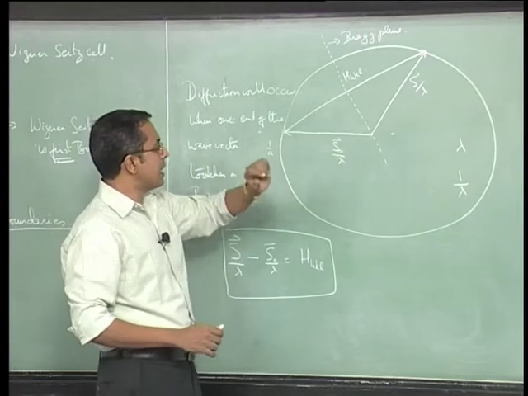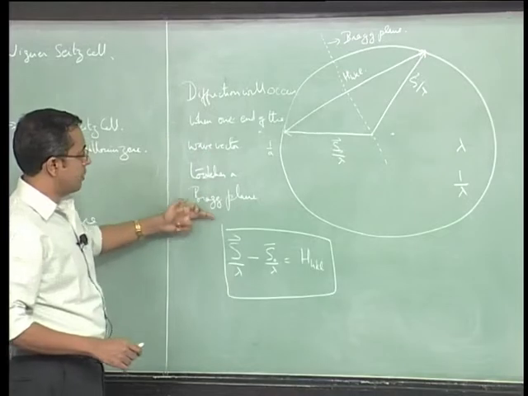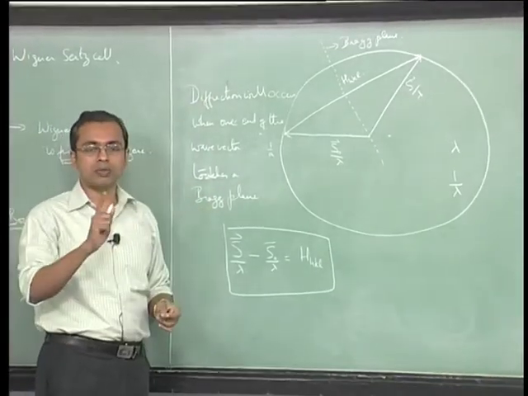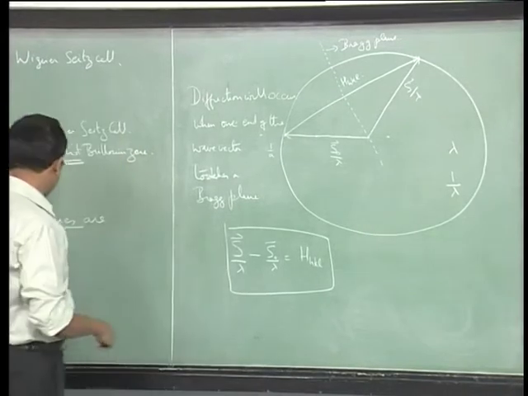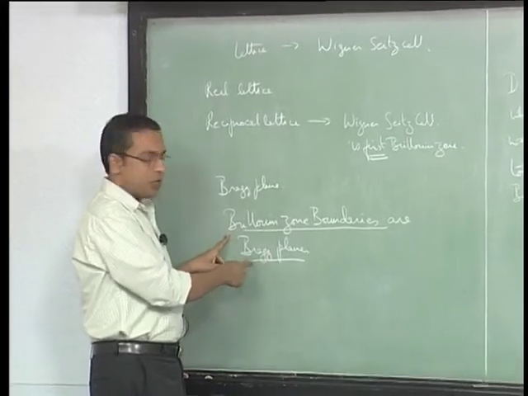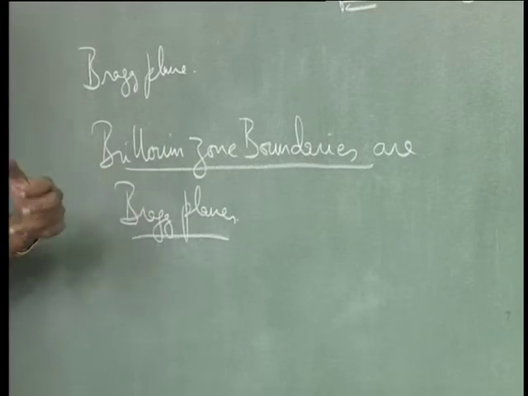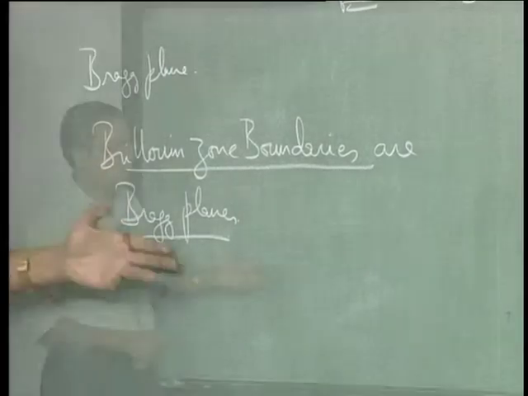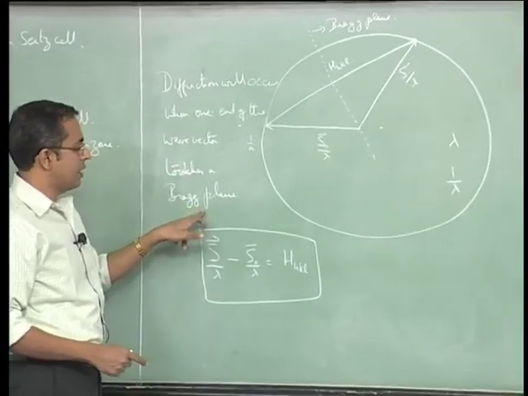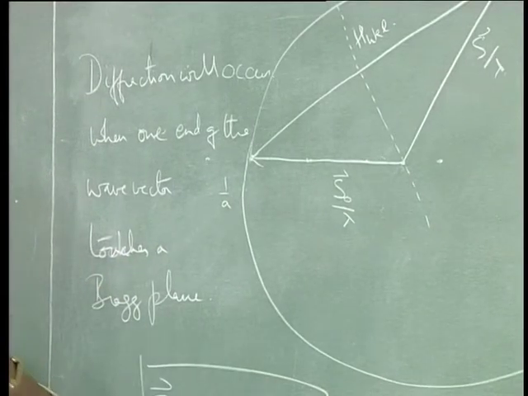So we find that diffraction occurs when one end of the wave vector touches a Bragg plane. Therefore, diffraction occurs whenever the wave vector touches a Brillouin zone boundary, because we defined Brillouin zone boundaries as Bragg planes. These are all done independently; there is no controversy on this. We independently know that this is the definition, and independently we find that whenever the wave vector touches the Bragg plane, diffraction occurs. Therefore whenever the wave vector touches the Brillouin zone, diffraction occurs.